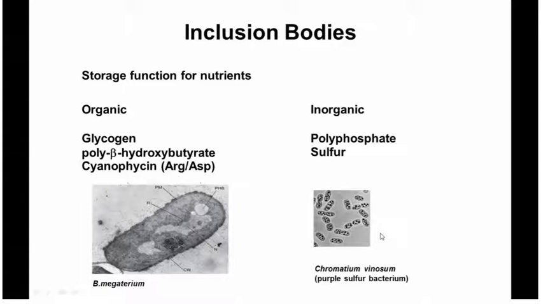So these granules can either be directly in contact with the cytosol if the polymer is hydrophilic. So that's the case for glycogen, cyanophycin, and polyphosphate. So these can be directly in contact with the cytosol. But hydrophobic polymers can have a protein or lipoprotein shell around them. So that's true for PHB and for sulfur.